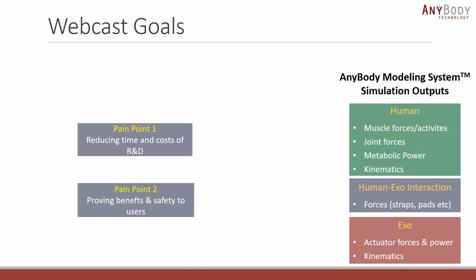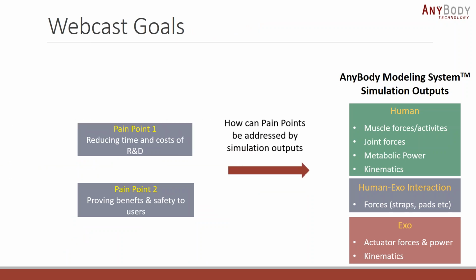So now talking about the goal of this webcast, as I was trying to motivate a few slides ago, is to try and see how these pain points can be addressed using these simulation outputs. And this will again be a recurring theme throughout the course of the presentation, especially when we get to the case studies. But before we actually get there, it is maybe more important for us to understand how exactly AnyBody calculates these outputs, so as to develop a better understanding and appreciation for how this entire setup of human exosimulations works.